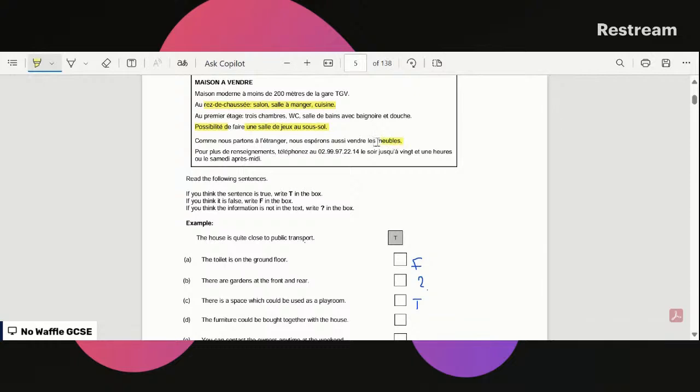You can see meuble is here. So now let's look at the sentence. Comme nous partons à l'étranger, nous espérons aussi vendre le meuble. Okay, so yep. Nous espérons, you can also wish to buy it with the furniture, like the house. So yeah, it's saying that that is true. Now, you don't have to know every single word. You just have to be able to get a gist of what is being said there.